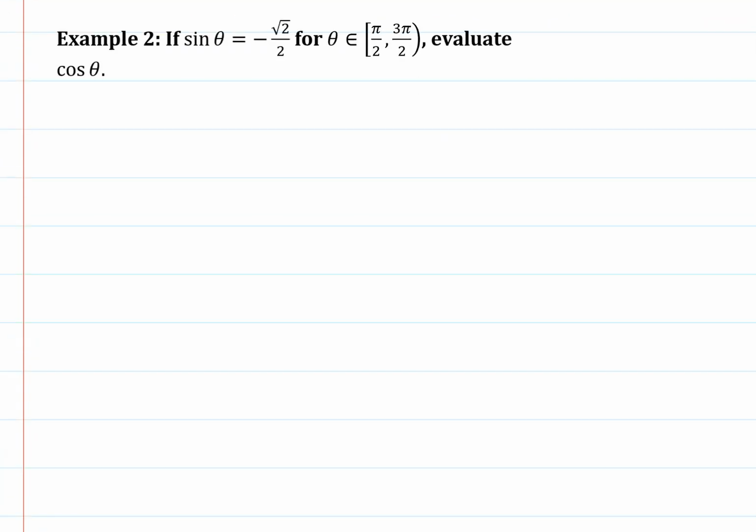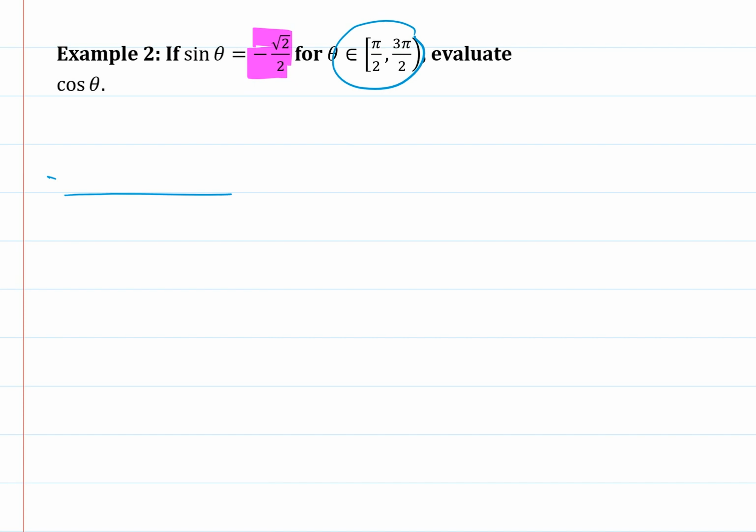If the sine of theta is negative root 2 over 2 for theta in some interval between pi over 2 and 3 pi over 2, evaluate the cosine of theta. I'm already thinking to myself, this is familiar. This is a side length I've been dealing with for a long time. So maybe this actually is an angle I'm familiar with working with. Okay, well let's break down my hints. This is telling me pi over 2 would be here, and 3 pi over 2 would be here.